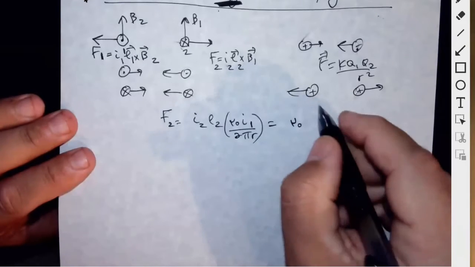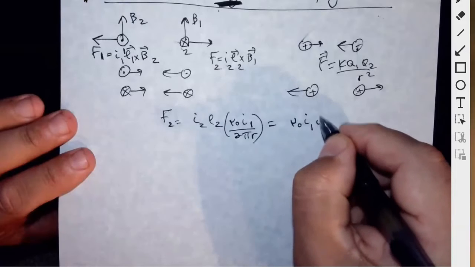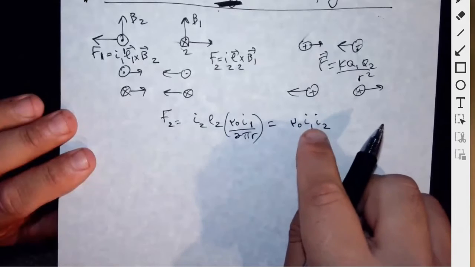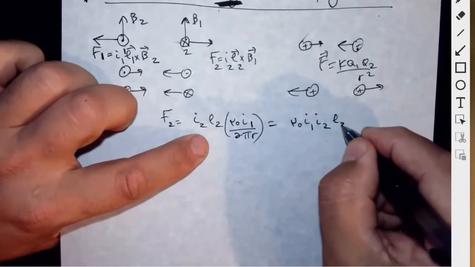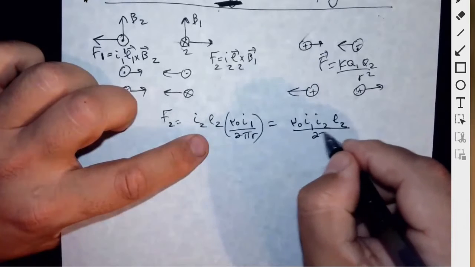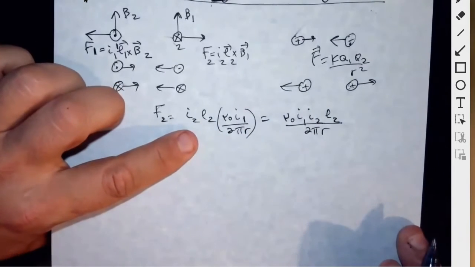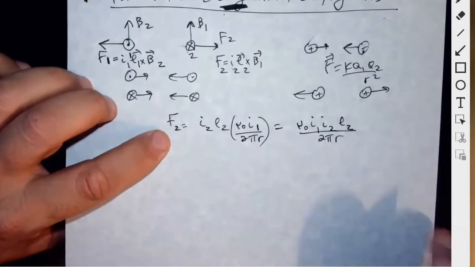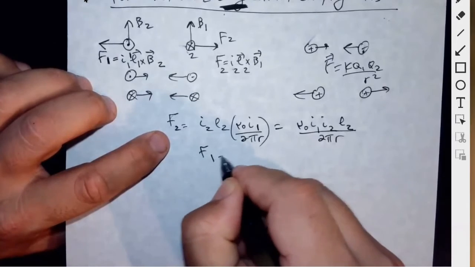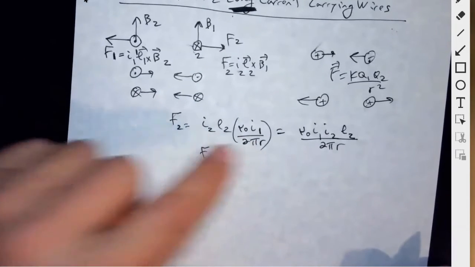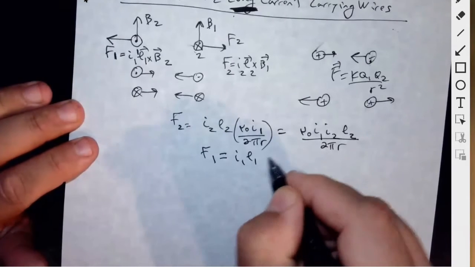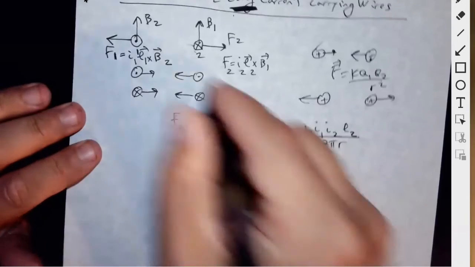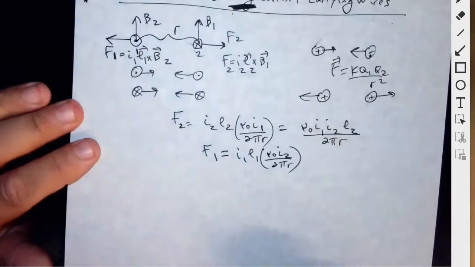Mu 0 I1 I2 L2 over 2 pi R. Okay, so that's the force on wire 2. So what's going to be the equation for the force on wire 1? Well, similar arguments. I1 L1 mu 0 I2 over 2 pi R, and R is the distance between them.